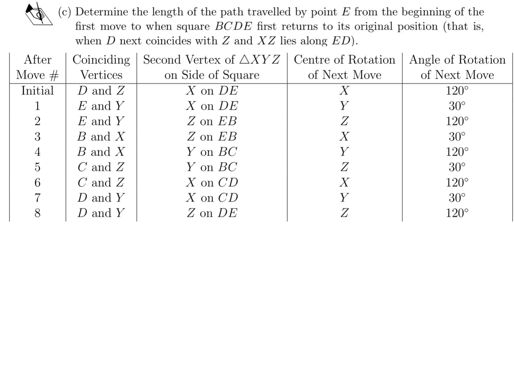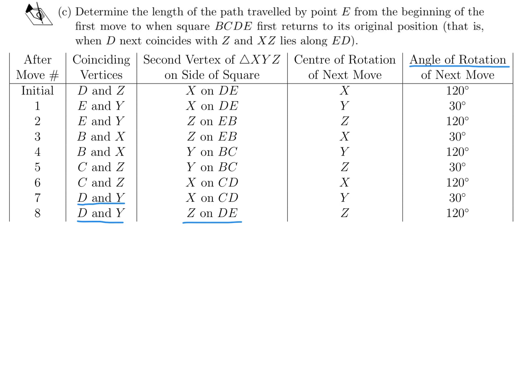happening. Initially, D and Z are coinciding, and then when you make a move, what happens after the first move, second move, and what is the angle of rotation? That's also very important. So this is a very nice summary of what happens, and as we talked about in the previous question, the first time D coincides with a vertex is after the 7th move. Okay, great. So that means that after 8 moves, we have D at Y, as they show, and Z is now back on DE. Okay?